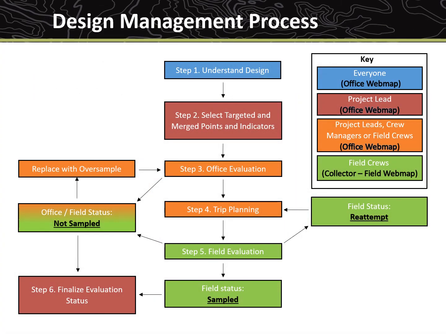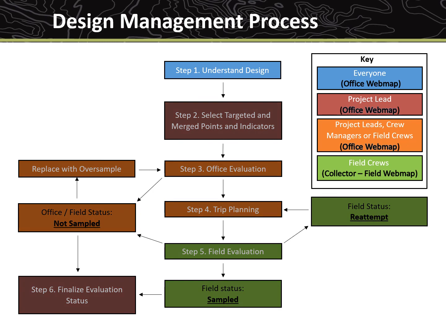Let's do a quick recap on the design management process. First, the National AIM team and project lead will populate the Office web map with each LODIC AIM project sample design that contains all possible random points that may be sampled within their area. The project lead then selects targeted and merged points and indicators. Next, all base points for each stratum should be evaluated in the office, determining if the point meets the target population, is accessible, and is sampleable.